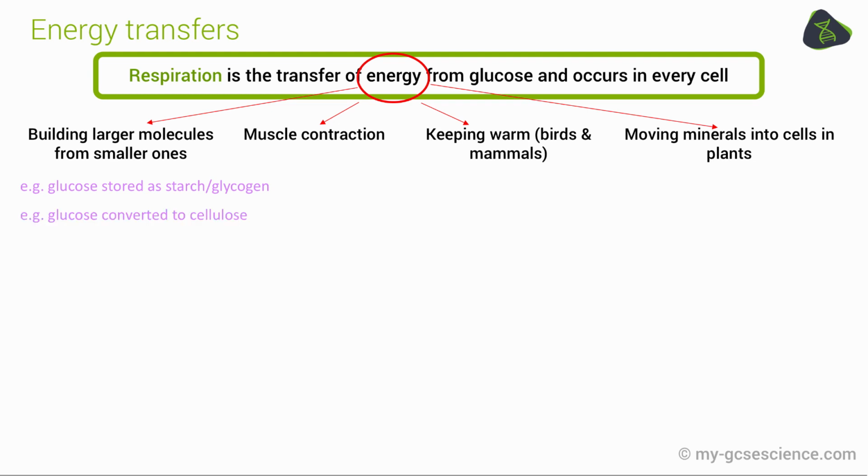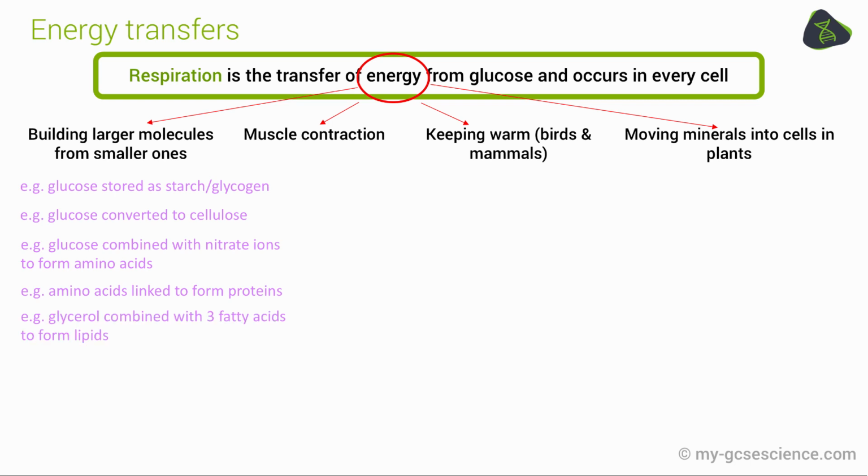Glucose can also be converted into cellulose, which helps to strengthen the cell walls of plants. Glucose can also be combined in plants with nitrate ions that are derived from the soil to form amino acids, and amino acids in all life forms are combined or linked to form proteins, which are very large molecules indeed. One molecule of glycerol will be combined with 3 fatty acid tails to form lipids or fats.